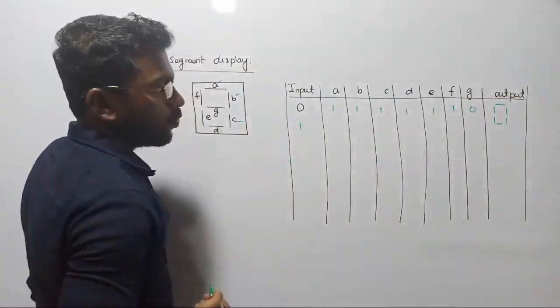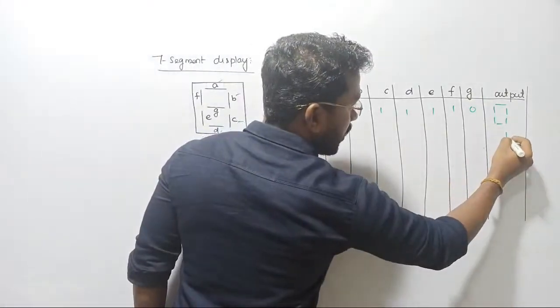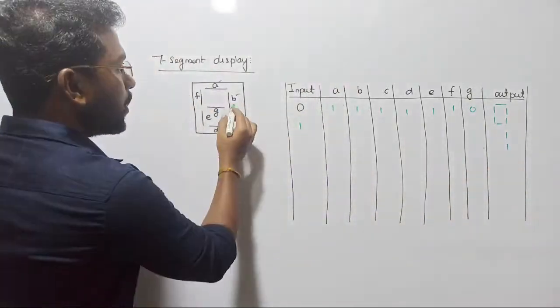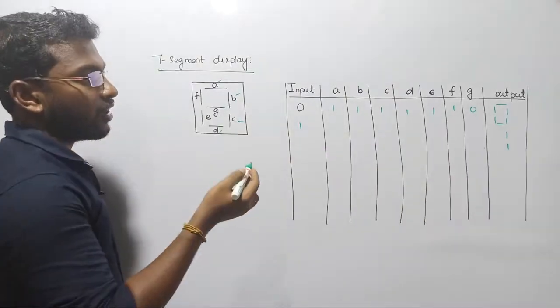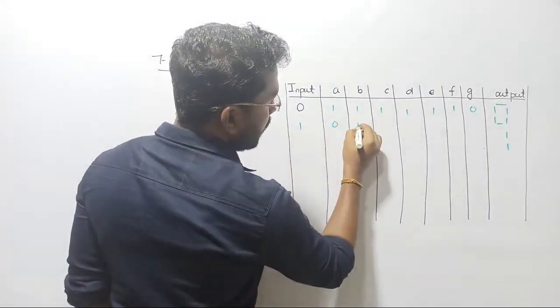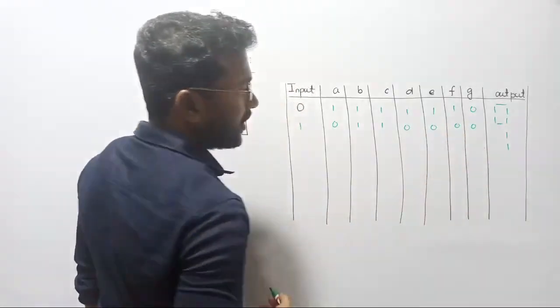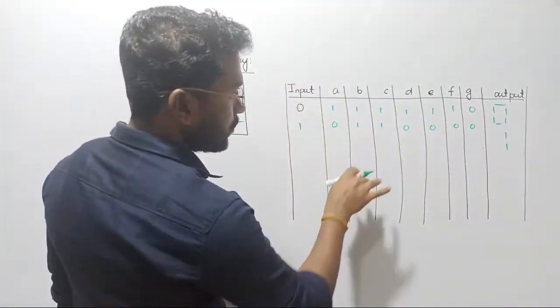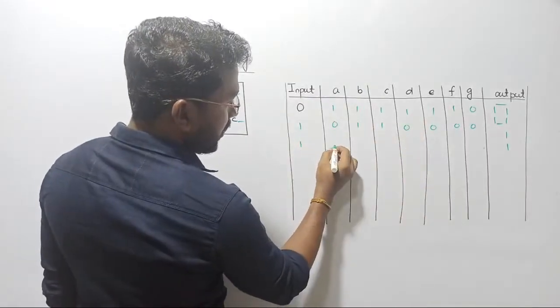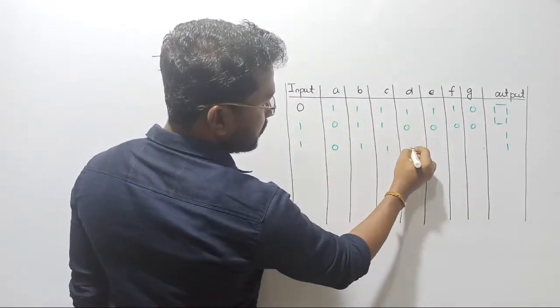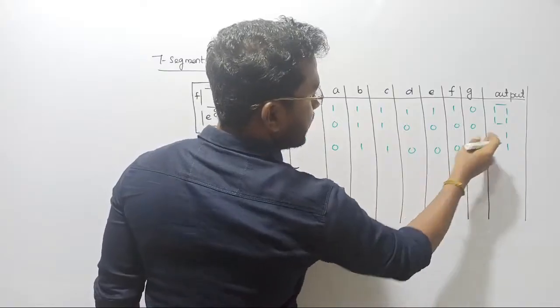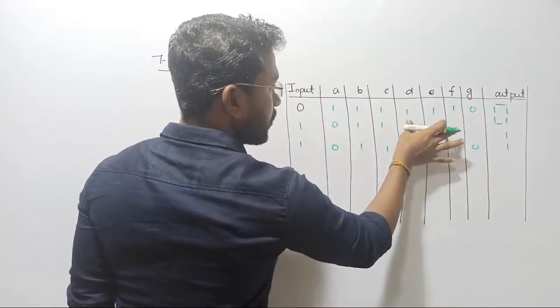I would like to display 1. For 1, only these 2 segments will be enabled, B and C, and the rest of all are going to be 0. Automatically B and C will be enabled, and the rest are going to be 0 while receiving 1. So 0 1 1 0 0 0 0.